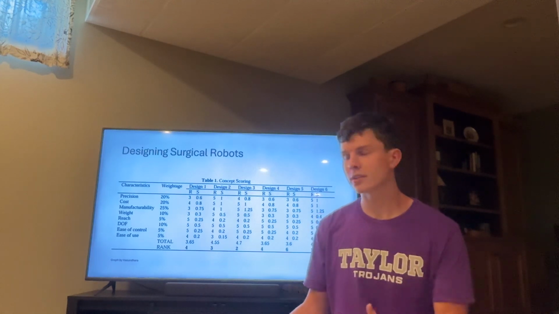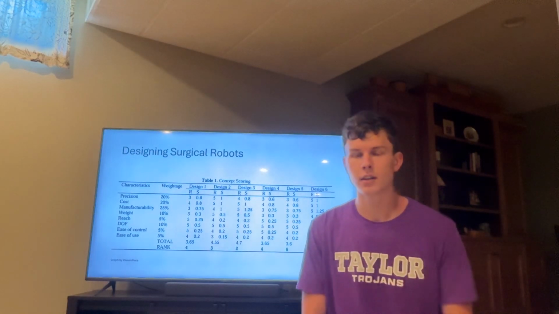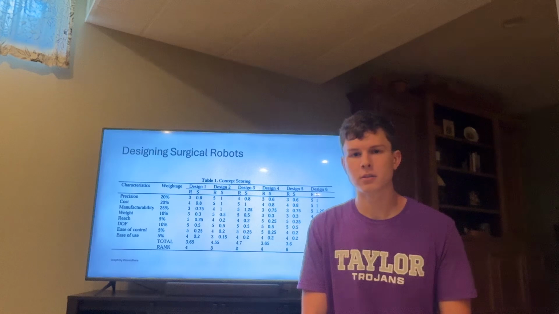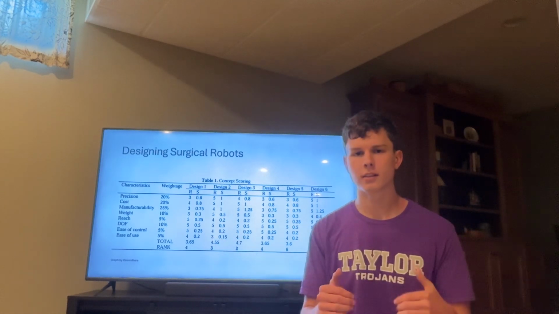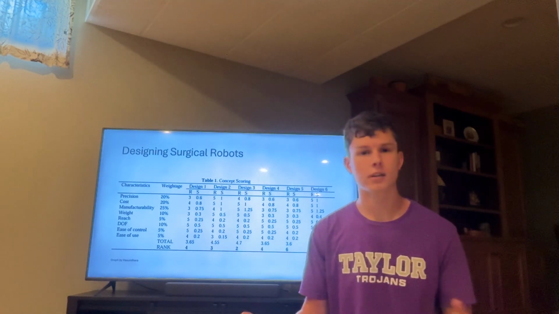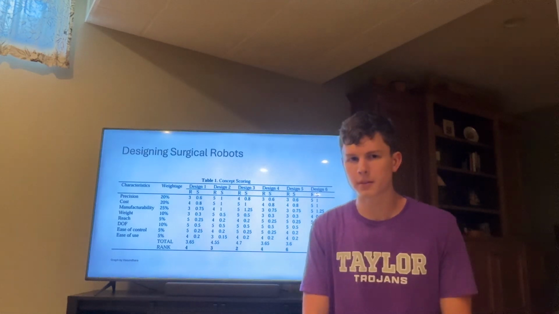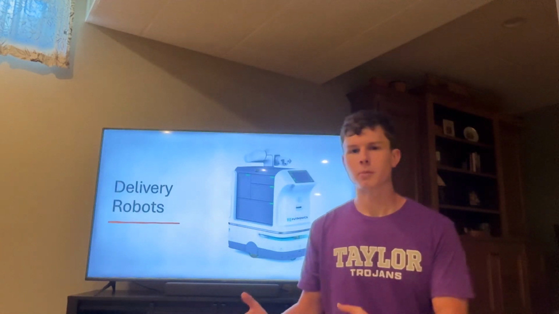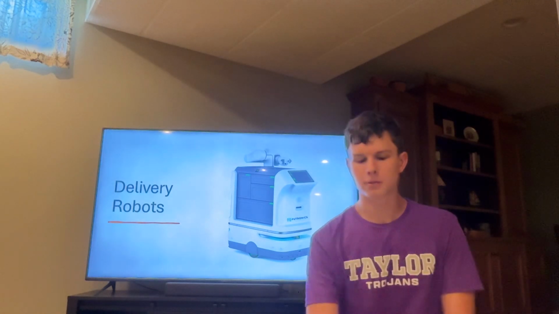But how easy it is to use and how precise it is are also important because, at the end of the day, it's a surgical robot and needs to be able to do what it needs to do. So using a scoring system like this, we can take a bunch of different ideas that we need our robot to do, prioritize each one, and figure out which design best fulfills all of the needs of the robot. Next, I'd like to look at a different type of robot, which is a delivery robot that I think could be implemented into the medical field as well.